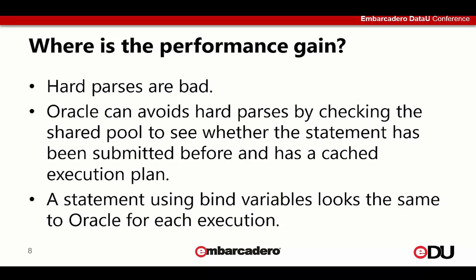As you saw in our example, by using bind variables, the exact same statement was executed for each iteration of the loop. The statement was exactly the same for each loop. And thus, a hard parse was only done for the first iteration and a soft parse for the rest. This is the key to understanding bind variable performance.